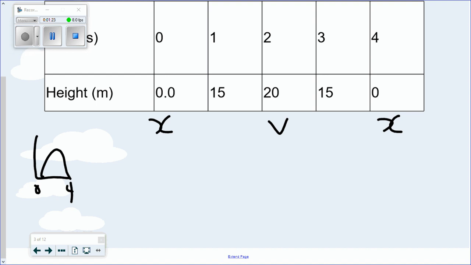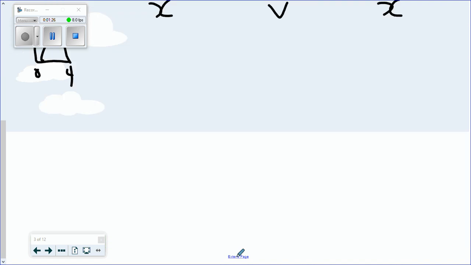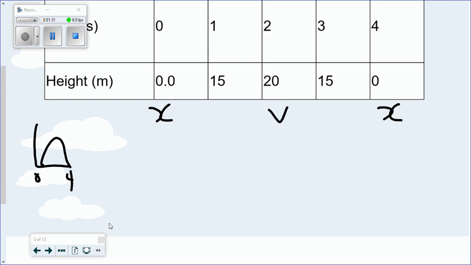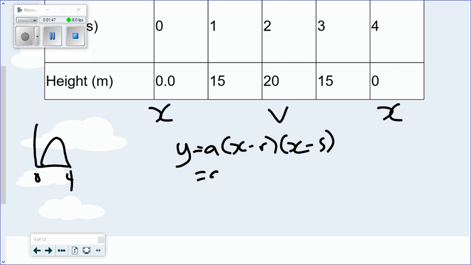Not necessary to know, but it's always good to know that with parabolas, we're going to end up asking for the vertex sooner or later. Now, what we do need right now is an equation in factored form. So we're going to sub in what we know. We know that our first intercept is at 0, and we know that our second intercept is at 4.